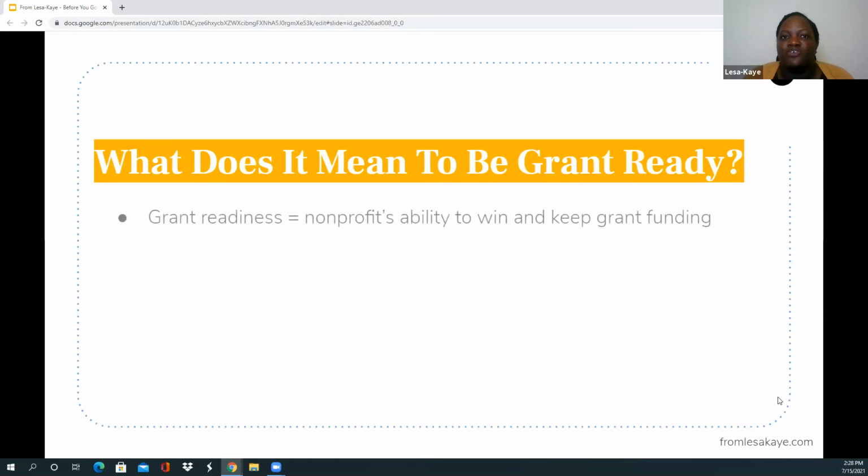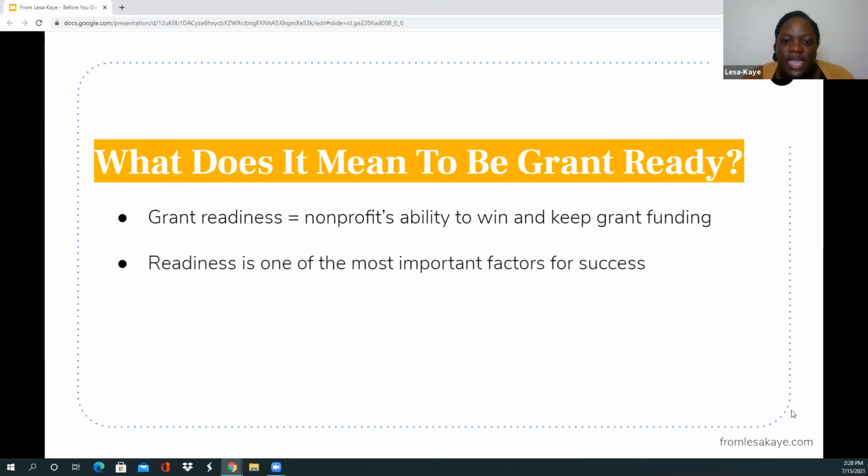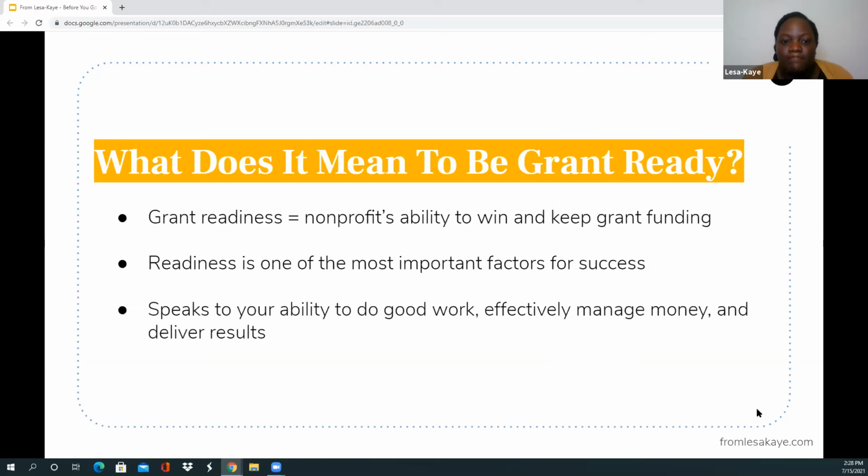So what does it mean to be grant ready? Grant readiness is your nonprofit's ability to win and keep grant funding. And readiness is one of the most important factors to success because it indicates that your organization has the resources and the capabilities to track your revenue, to track your expenses, to produce results, that you have partnerships, and that you have built a reputation in the community for doing good work. It speaks to your ability to do good work effectively, manage money, and deliver results.